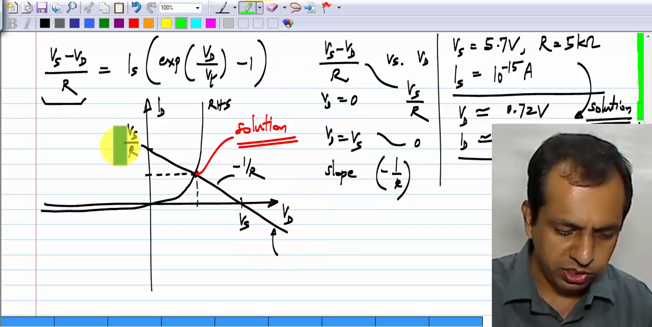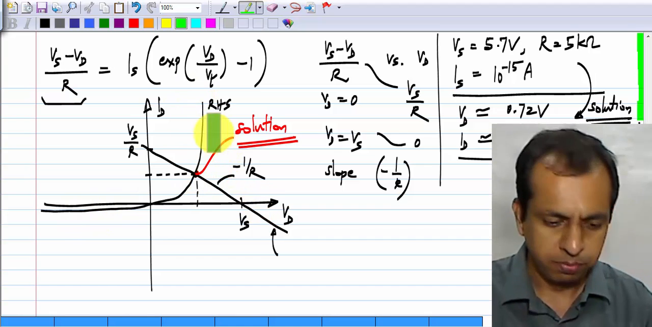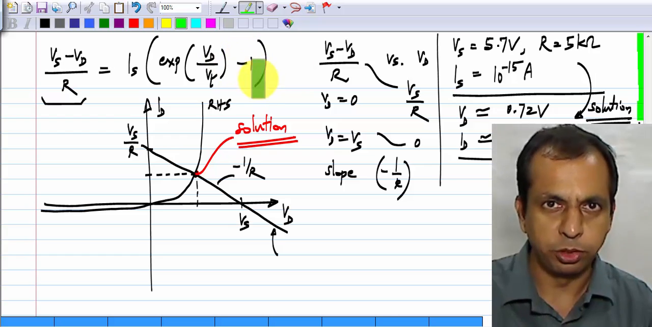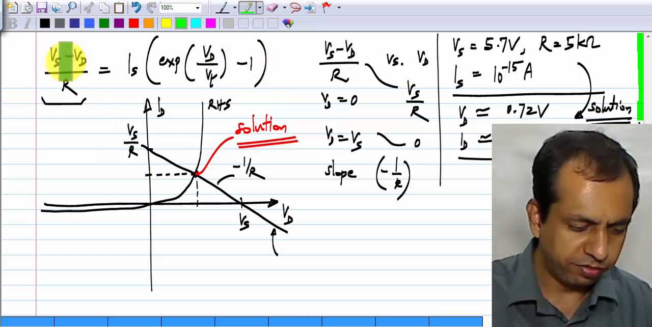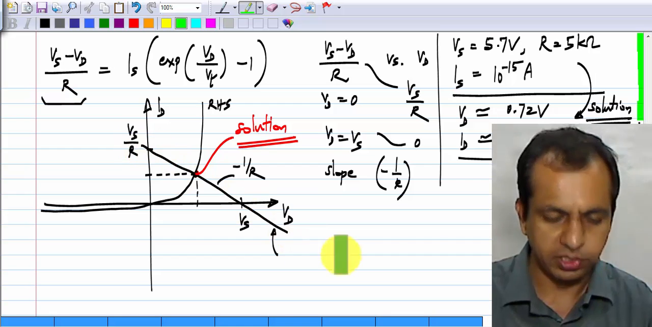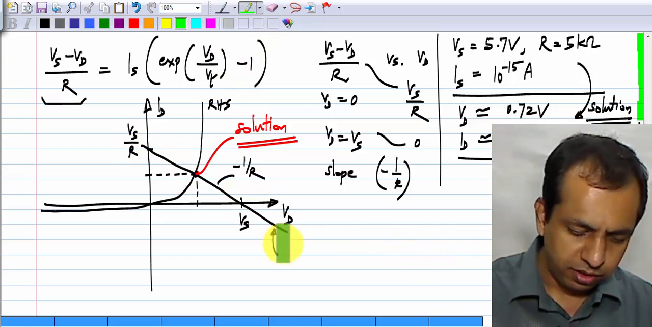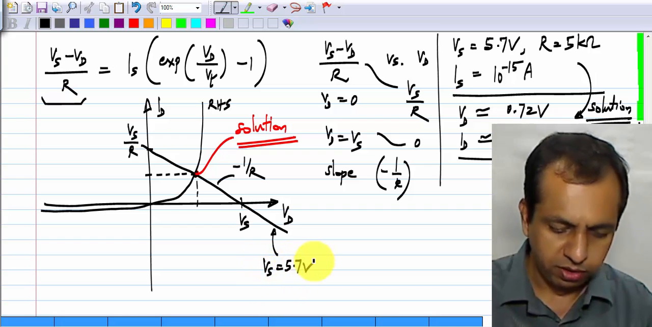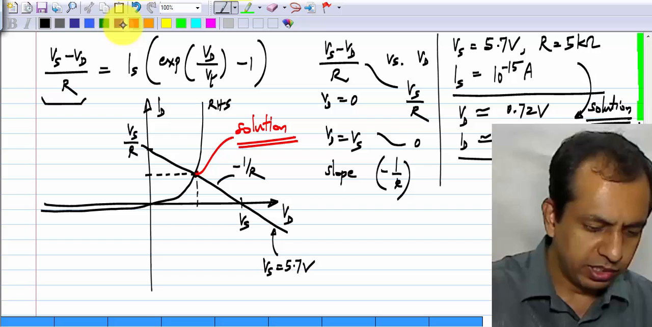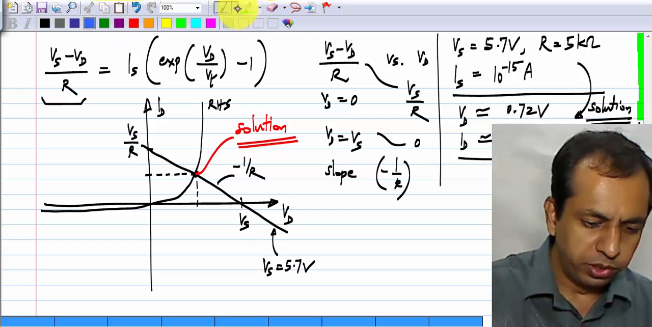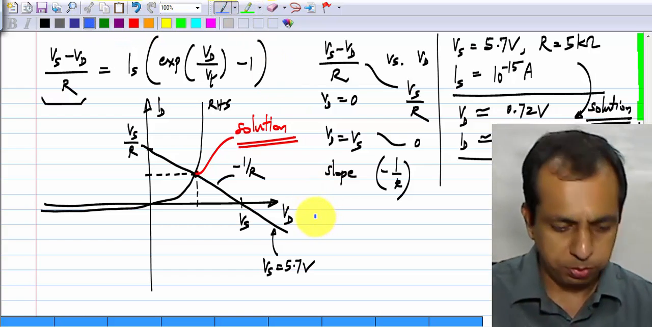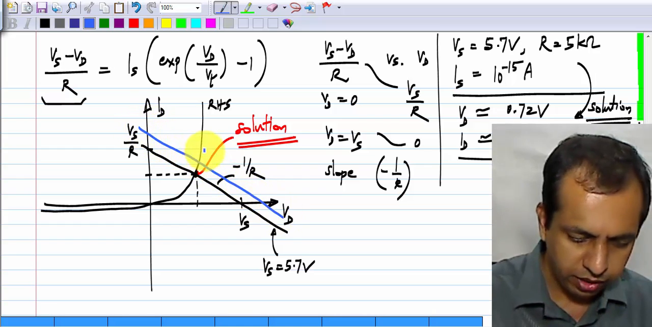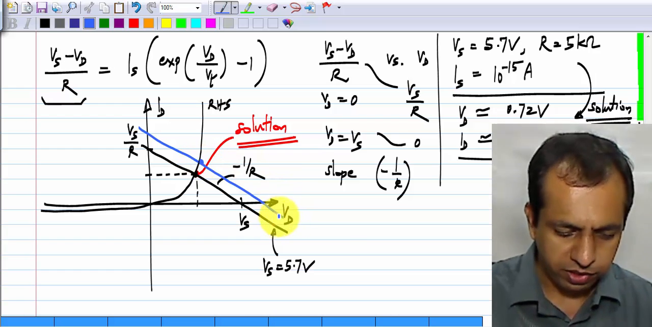With this particular curve, whatever I have shown here, the straight line is what is dependent on Vs, right? In this particular case, this exponential, the right hand side of it, is independent of Vs. It happens to be so in this particular case, and the left hand side is dependent on Vs. It is this line. So, this particular one which I have already drawn corresponds to Vs equals 5.7 volts. If you change the value of Vs, you have to redo this. Let us say Vs changes to 6.7 volts, you will get a line like that and you will get a different solution.